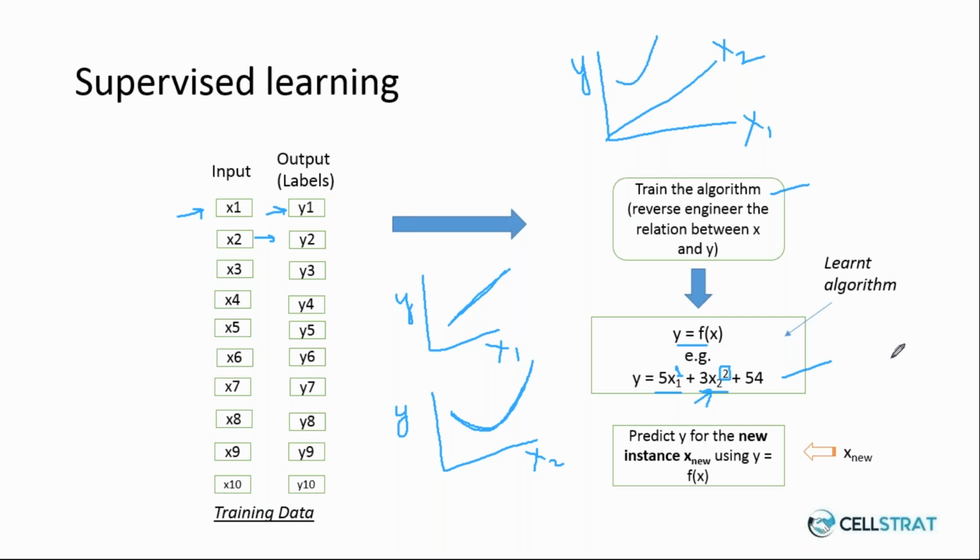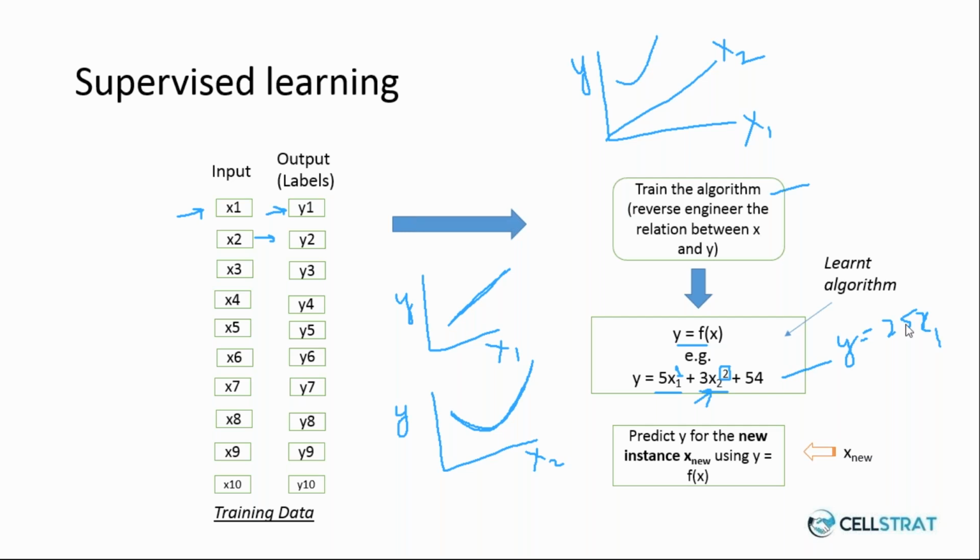Okay. So it could be any equation. It could be simply y is equal to 25x1. It could be anything. So the equation is learned on the fly. And what we are learning is the weights. This is called the W1 weight, like this.